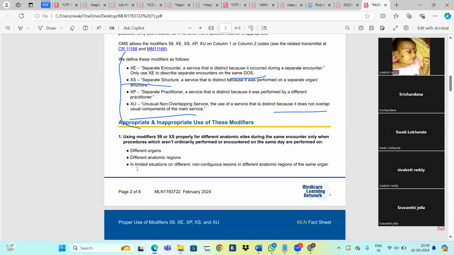XP means separate practitioner, which means a different practitioner. The service was provided by a separate provider. Then XU.